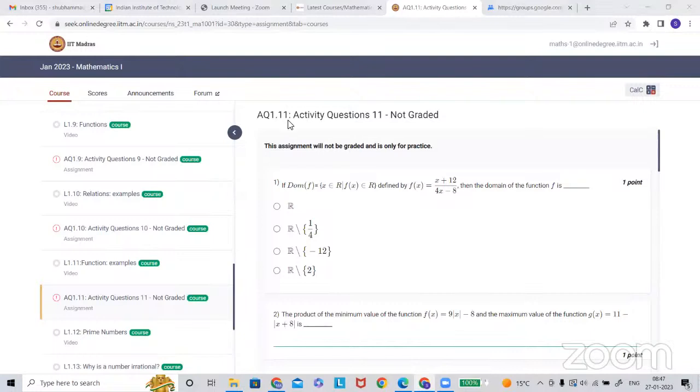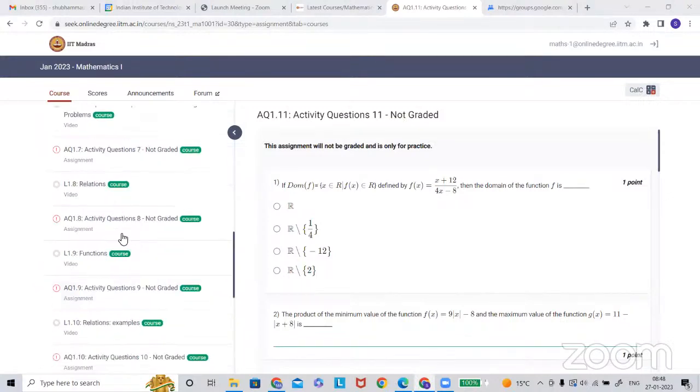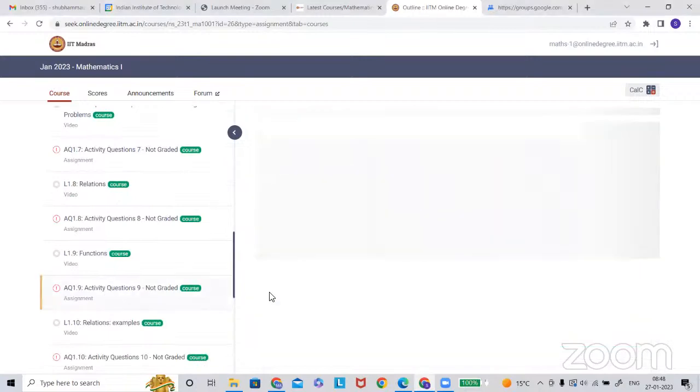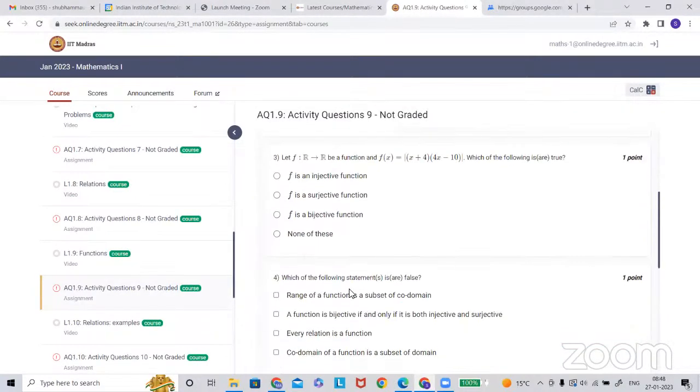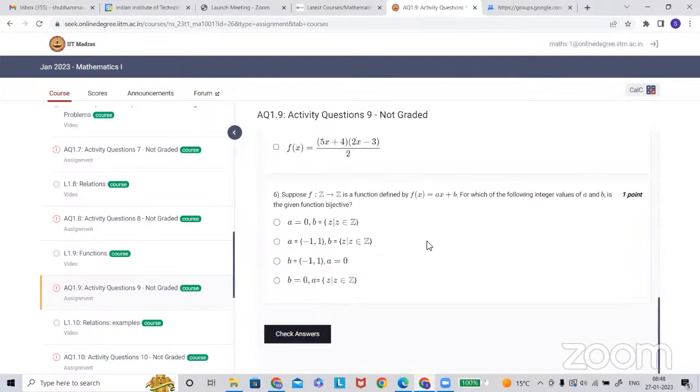Okay, Anjali is the next one. Yes, sir. I have a doubt in activity 9, question number 6. Okay. You have been given a function like this. Which of the following integer values of a and b makes the given function bijective?